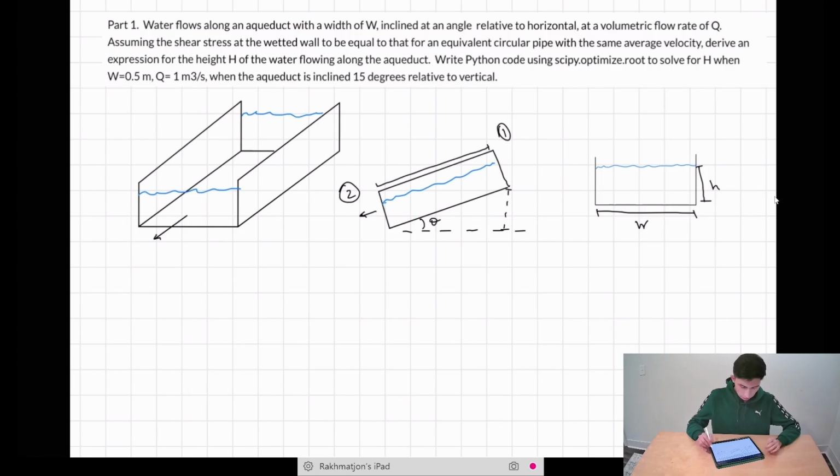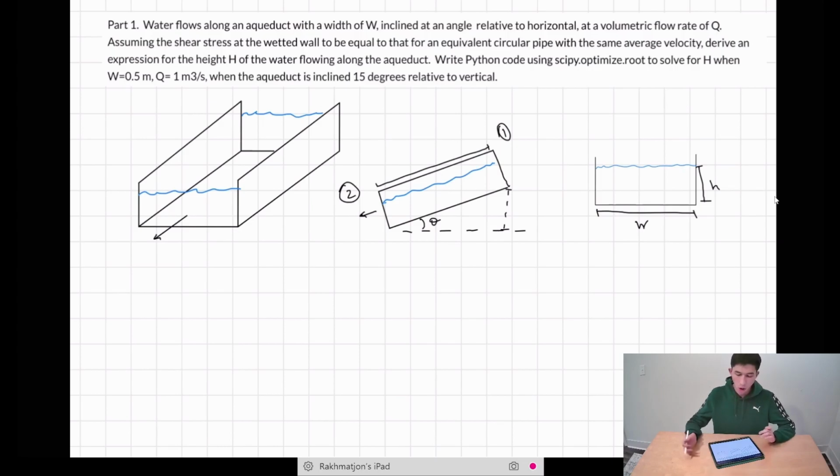Hello everyone, this is the first video in our playlist, and in this video we're going to talk about the open channel example. We're given a problem where we're given the flow rate for the water, the width of the open channel, and also the incline of the open channel, and we are asked to determine the height of the water level using Python code.